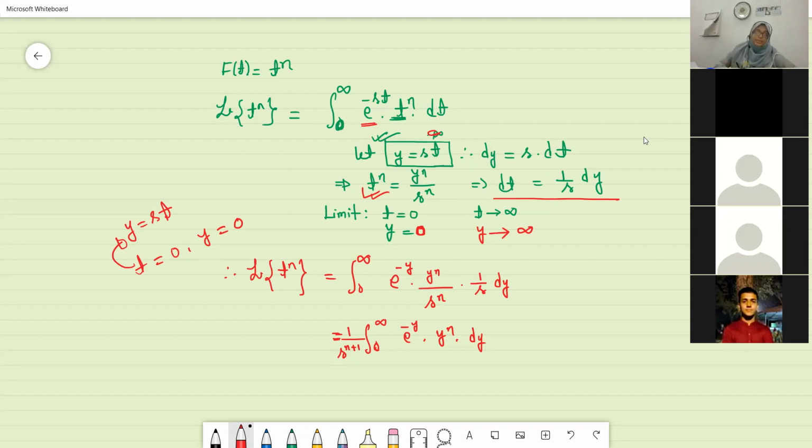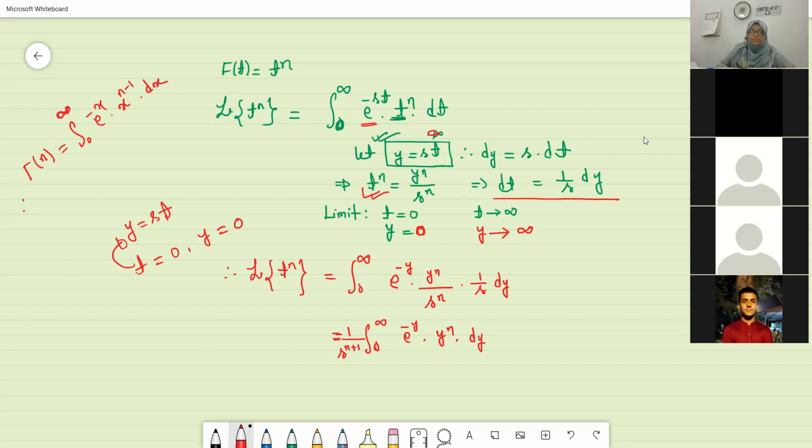Can anyone remember what is the formula of gamma n? You have learned it in integral calculus. Gamma n is the integral from 0 to infinity of e to the power minus x, x to the power n minus 1, dx. This is the definition of the gamma function.